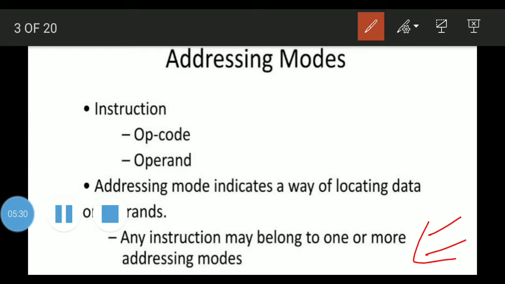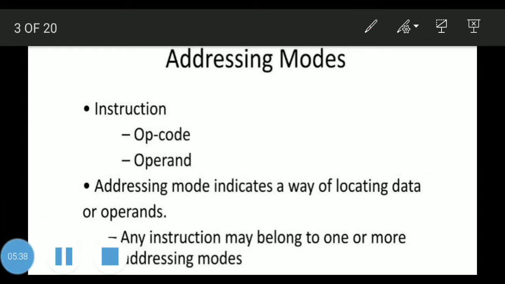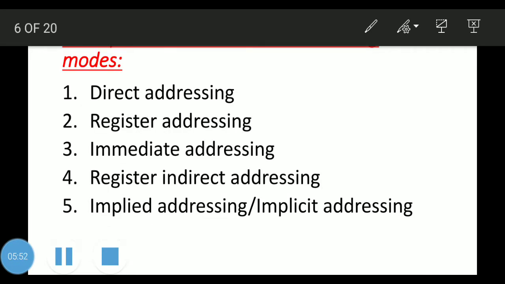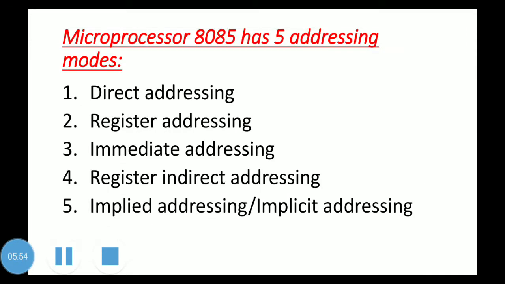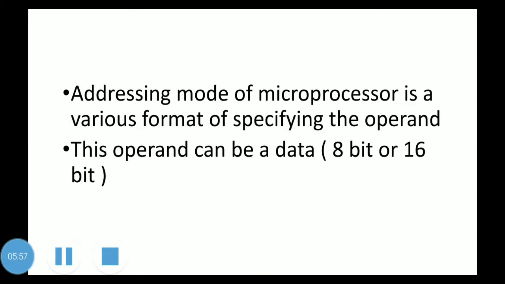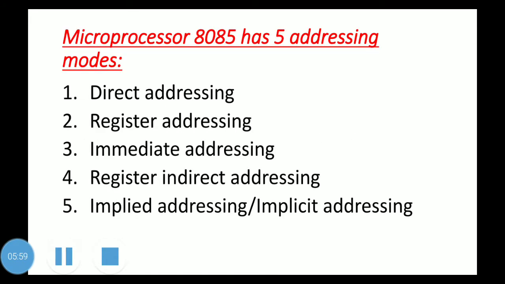Now how many addressing modes are present in the 8085 microprocessor? Let us see. The 8085 microprocessor has 5 addressing modes. The first is direct addressing mode. The second is register addressing mode, then immediate addressing mode, register indirect addressing mode, and implied addressing mode or implicit addressing mode. There are 5 different addressing modes.